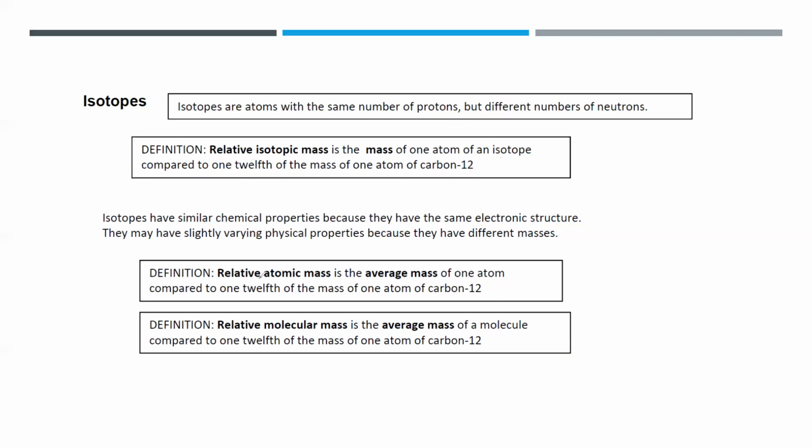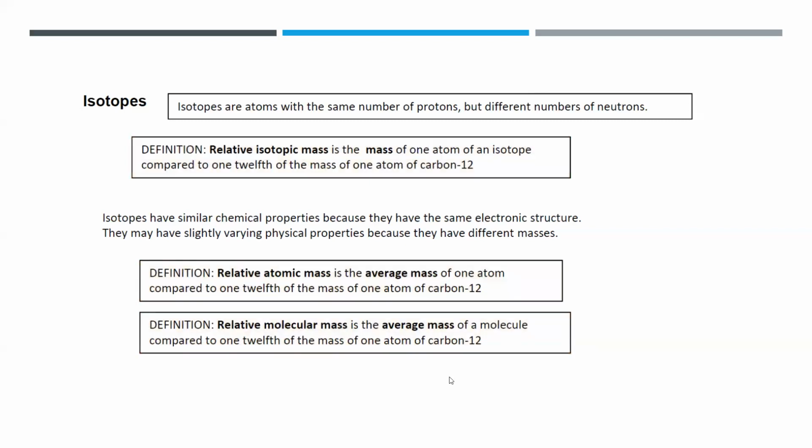Then the definition of relative atomic mass: the average mass of one atom compared with 1/12 of one atom of carbon-12, and relative molecular mass is the average mass of a molecule compared with 1/12 the mass of one atom of carbon-12. So these definitions are important. What I highlighted, you have to learn these definitions of relative isotopic mass, relative atomic mass, and relative molecular mass.